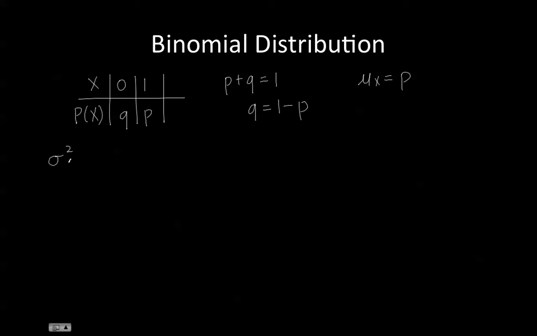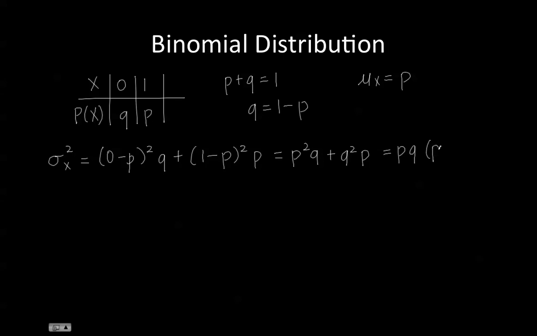So we just learned that the expected value is equal to p. So we can set up our variance for one event, and it would be 0 minus p squared times q plus 1 minus p, or the expected value, squared times p. And 0 minus p is negative p, and if we square that, we get p squared q plus 1 minus p squared p. Well, we know that 1 minus p is equal to q, so we can rewrite that as q squared p. From here, we can factor out a pq and get p plus q. And since we know p plus q is equal to 1, that simplifies to pq.